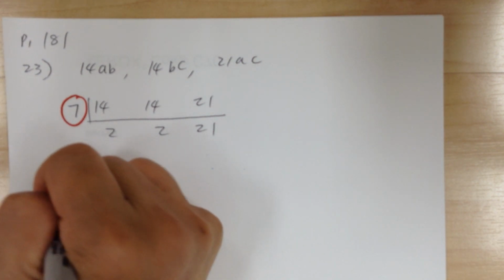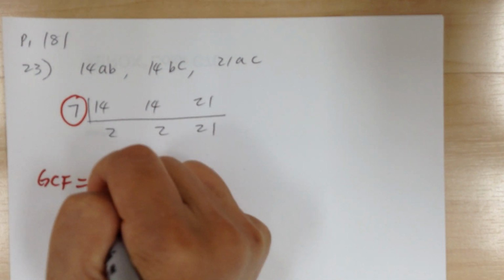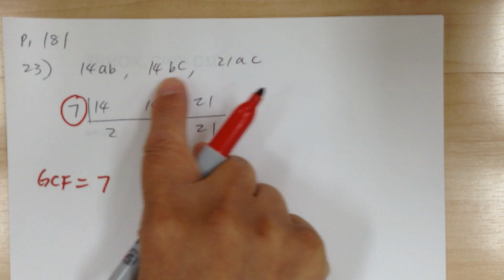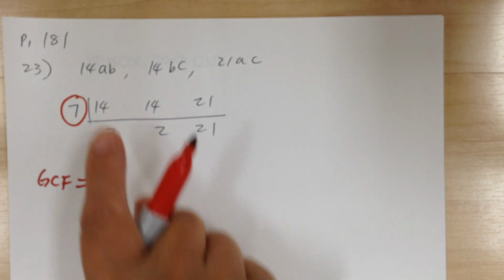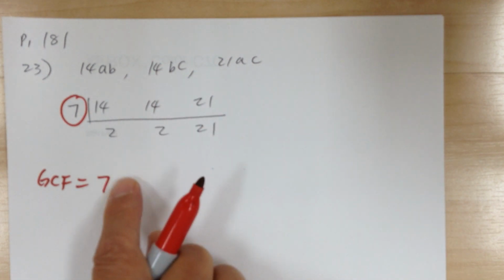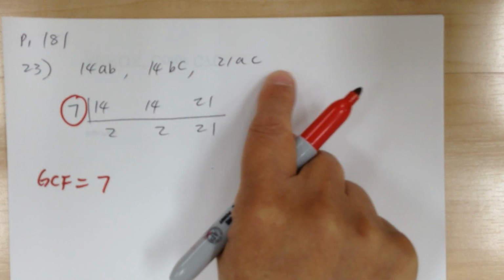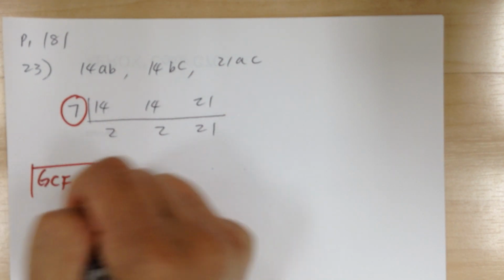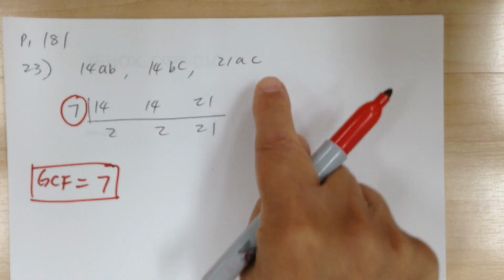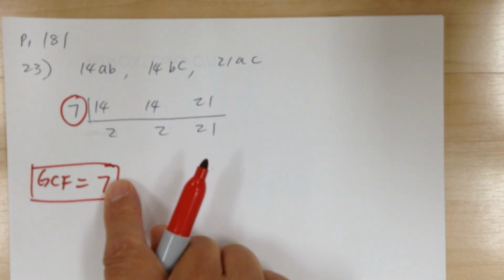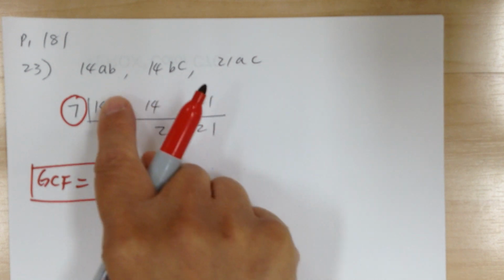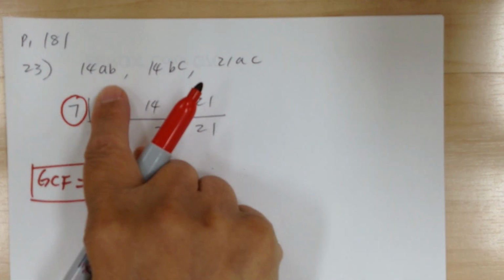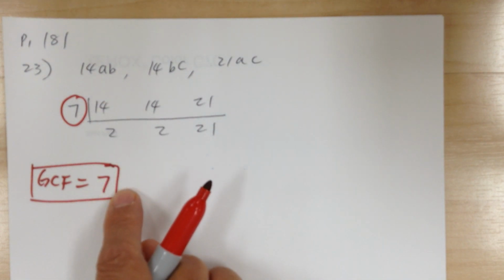So GCF is going to be equal to 7, and for the alphabet, take the lower of the two. So you got A, no A, A, so it would be no A. B, you got B, B, no B, so it would be no B. C, there's no C, so that's it. Okay, so you have to take the lower one of each one. This is the lowest A, no A. This is the lowest B, no B. This is the lowest C, which is none, so there would be no C.